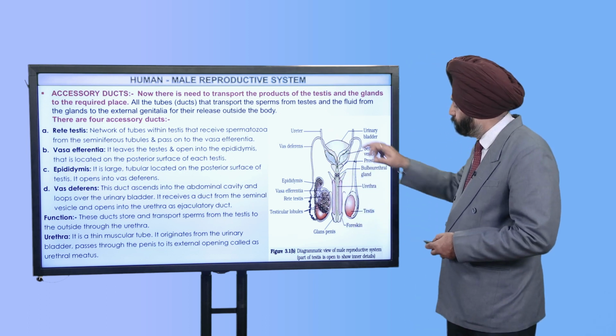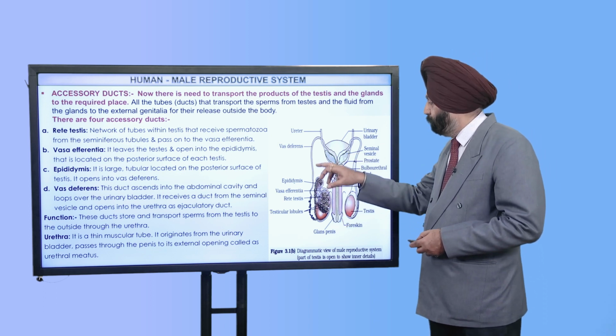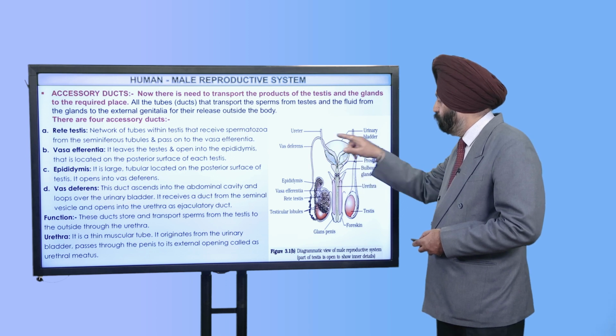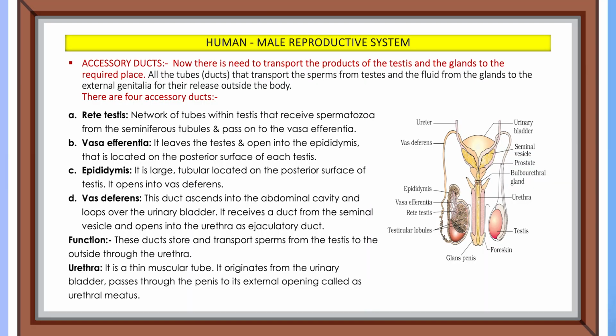All the tubes that are required for the transport of the products of the testis and the glands constitute the accessory ducts. There are 4 accessory ducts. Rete testis is a network of tubes inside the testis. Its function is to receive spermatozoa from the seminiferous tubules and pass them on to the vasa efferentia.